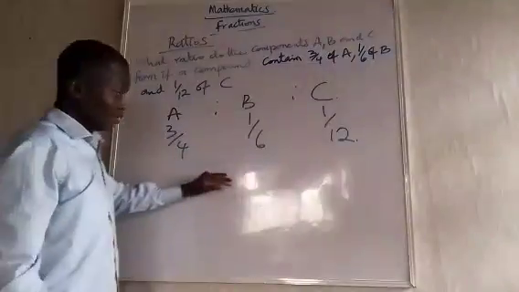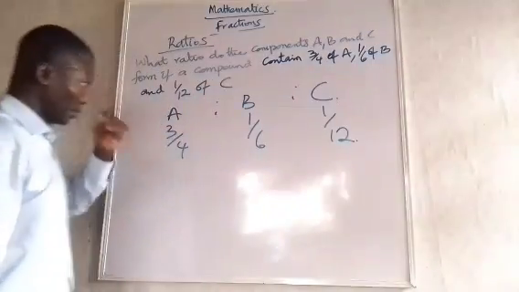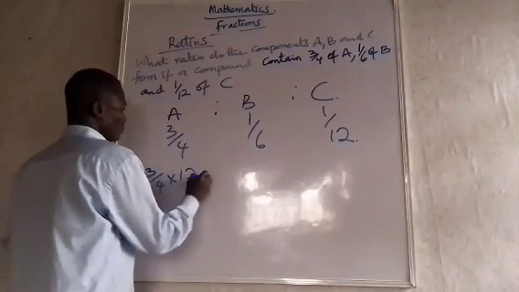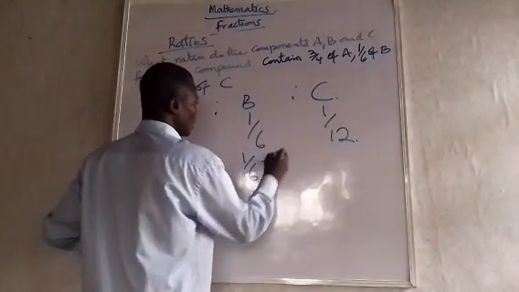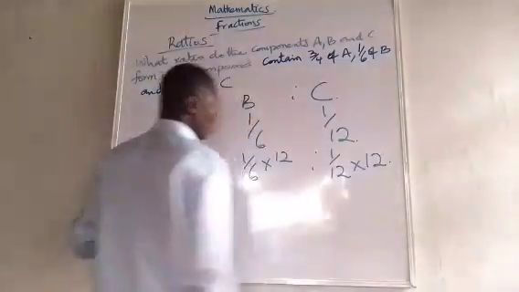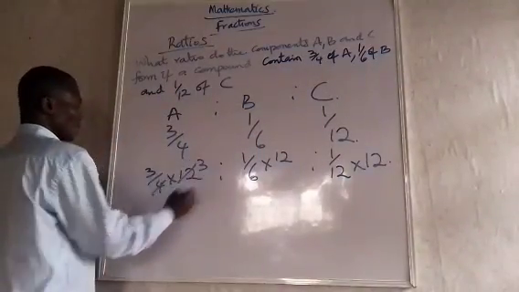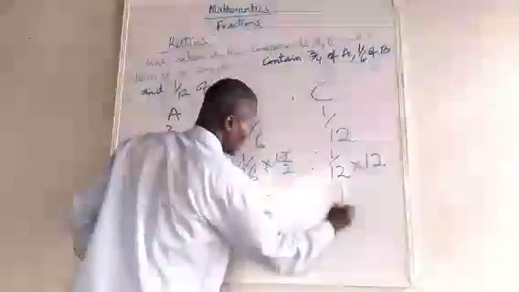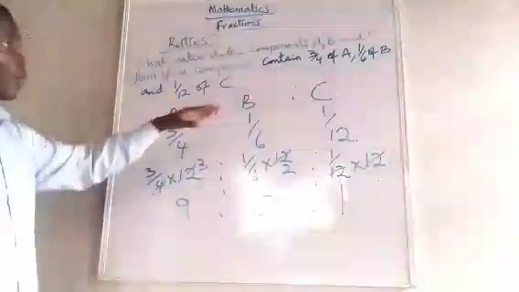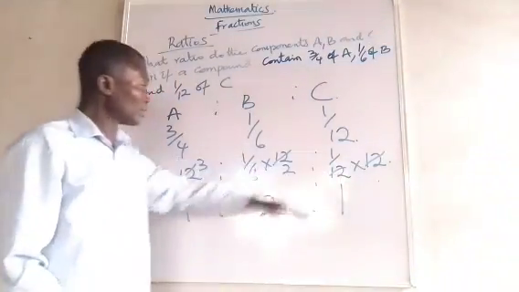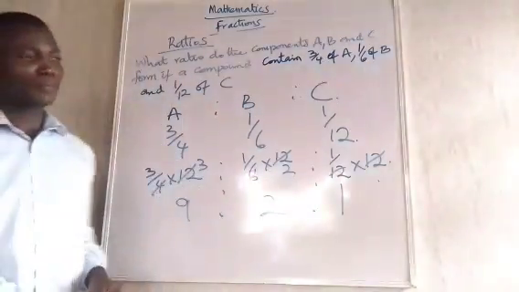If you look at it, the LCM is 12. Now let's multiply by 12. So I have 3 over 4 times 12, 1 over 6 times 12, 1 over 12 times 12. So we have this: 9, 2, and 1. So you can see, when you have it in fraction form like this, you can see the ratio conveniently.